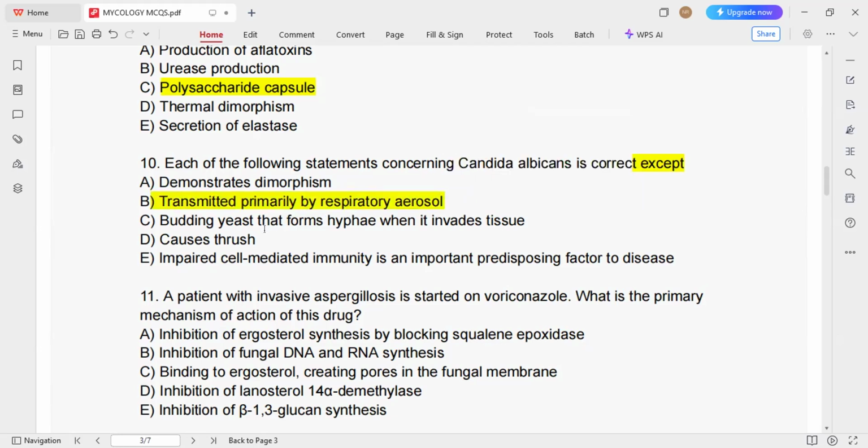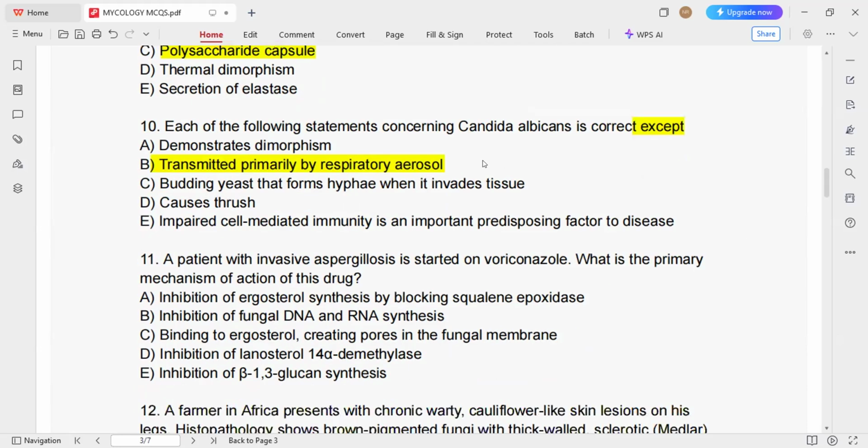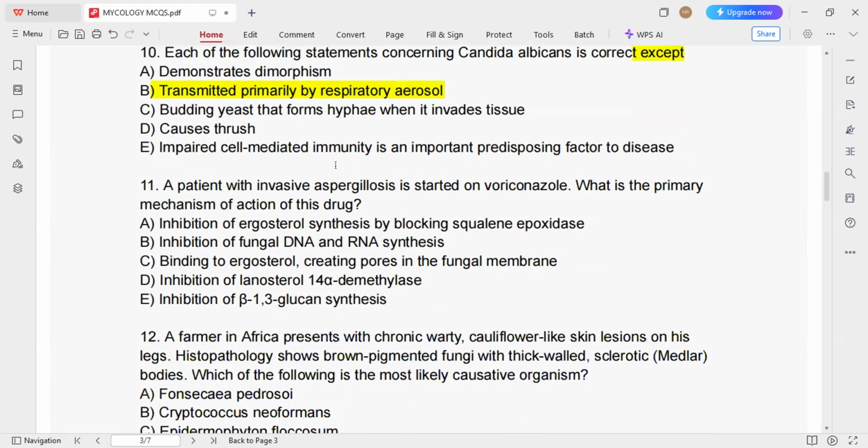Budding yeasts that form hyphae when it invades tissue, that is true. It exists as budding yeast, and it forms the hyphae, which is the filamentous form, as it invades host tissues. Okay. Causes thrush, that is true. Impaired cell-mediated immunity is an important predisposing factor in formation of this disease. That is true, because people who have HIV are predisposed to this disease.